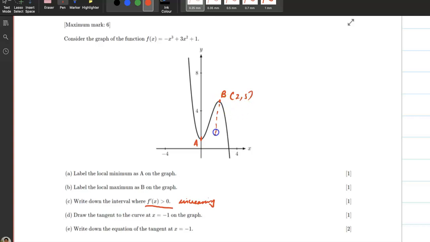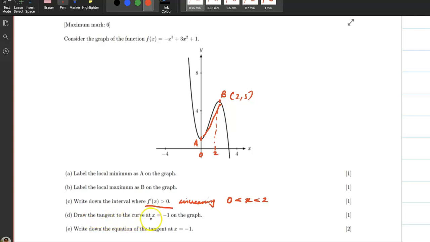So this is 2, 5 and that's 0, 1. So when is it increasing? When it goes from 0 to 2? Yeah. So it's increasing for 0 is less than x is less than 2. F dash x greater than 0 means increasing. F dash x less than 0 will be decreasing. There are only two things, increasing or decreasing.